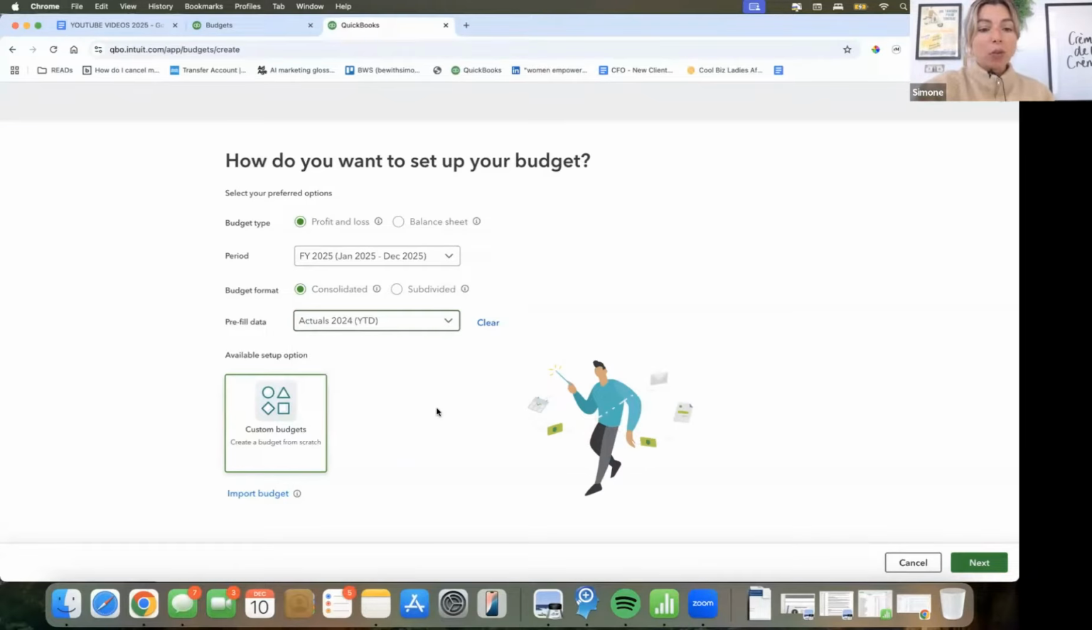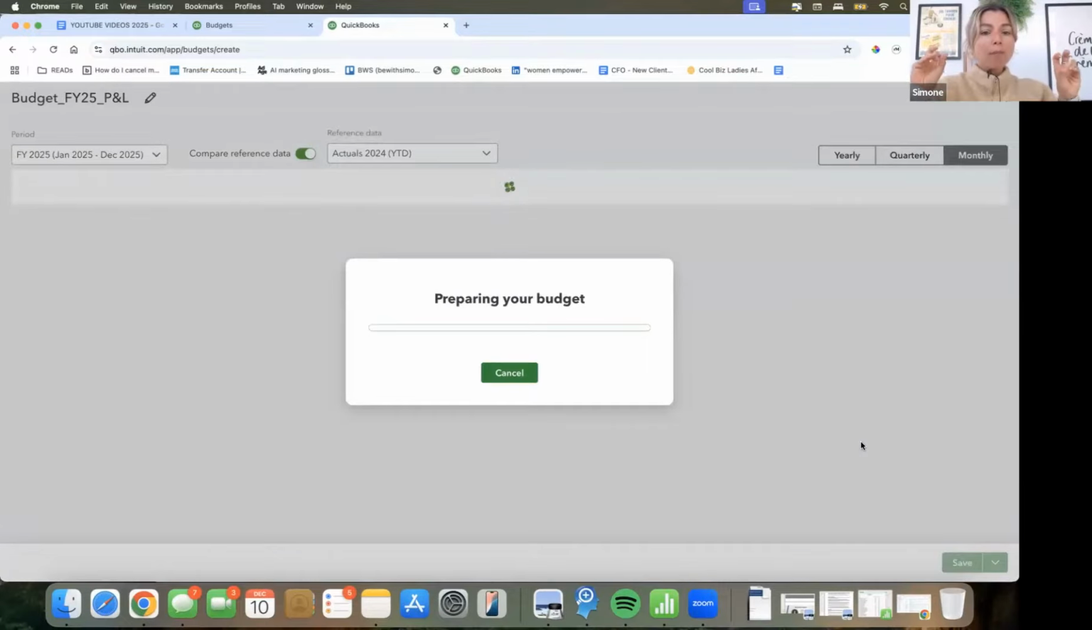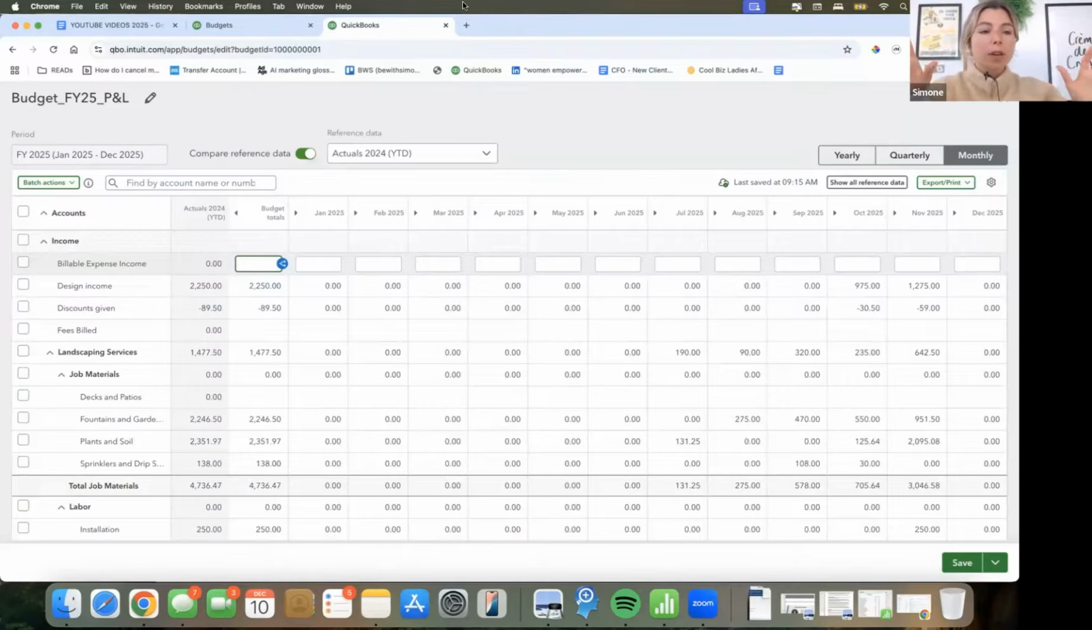So I'm going to select actuals year to date. And then there's also a section that you can actually import a budget. I'll create another video about that. So we're going to go to next. It's preparing my budget. Let's orient ourselves first about how we're looking at things and how your process would be as you are budgeting. Right?